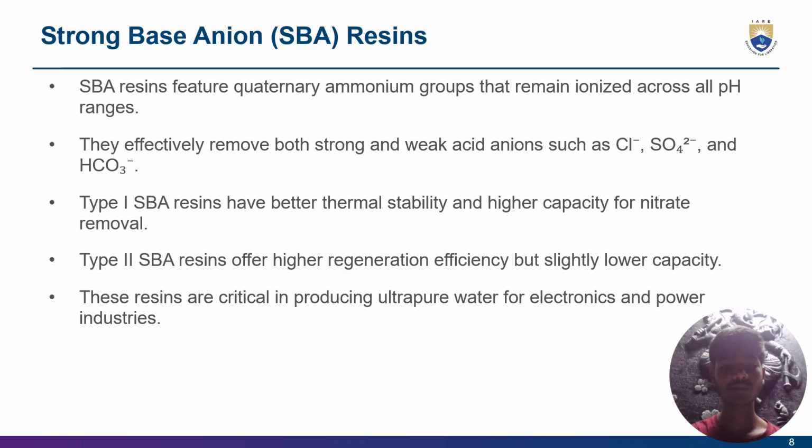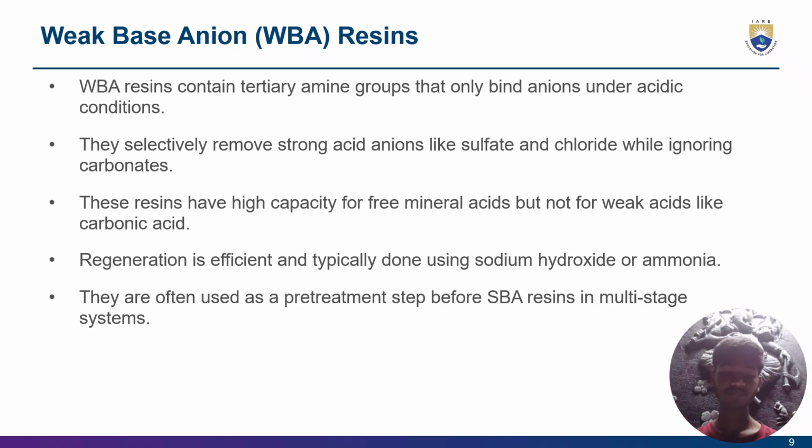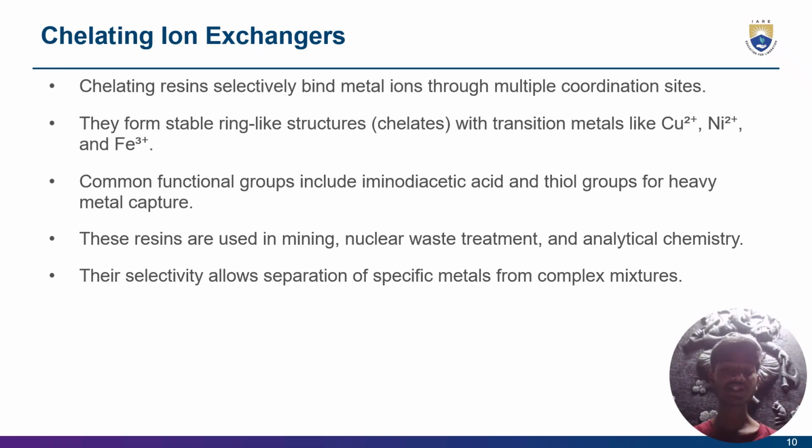Strong base anion, SBA, resins. They effectively remove both strong and weak acid anions such as Cl-, SO4 2-, and HCO3-. Weak base anion resins selectively remove strong acid anions like sulfate and chloride while ignoring carbonates. Chelating ion exchangers. Chelating resins selectively bind metal ions through multiple covalent sites. They form stable ring-like structures, chelates, with transition metals like Cu2+, Ni2+, and Fe3+.